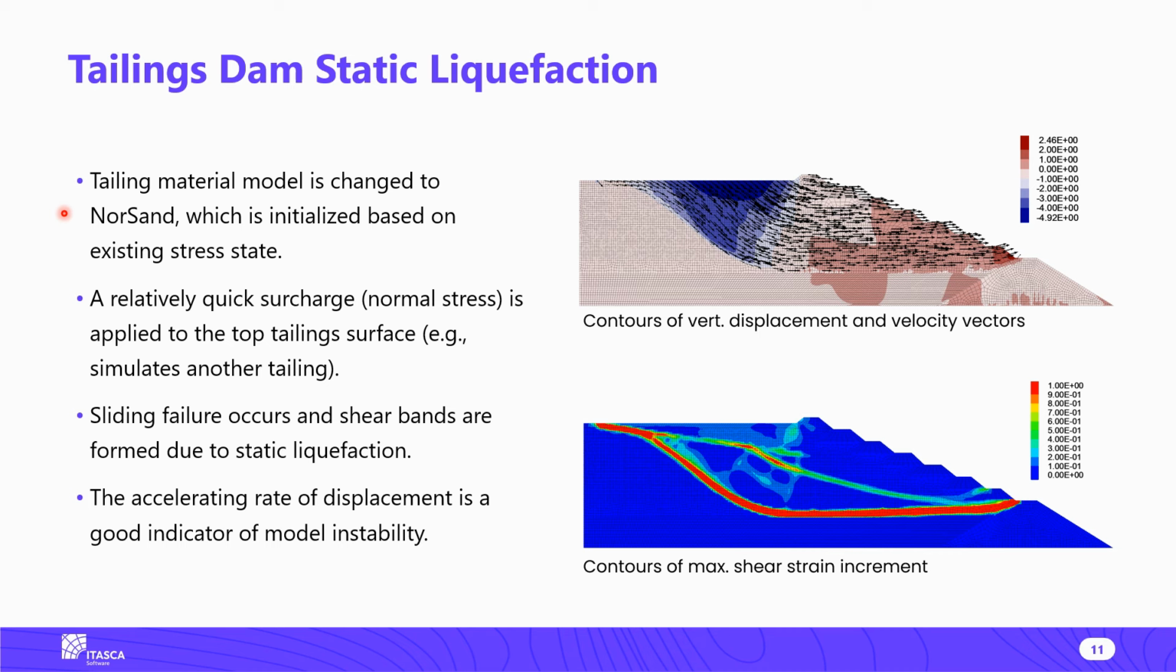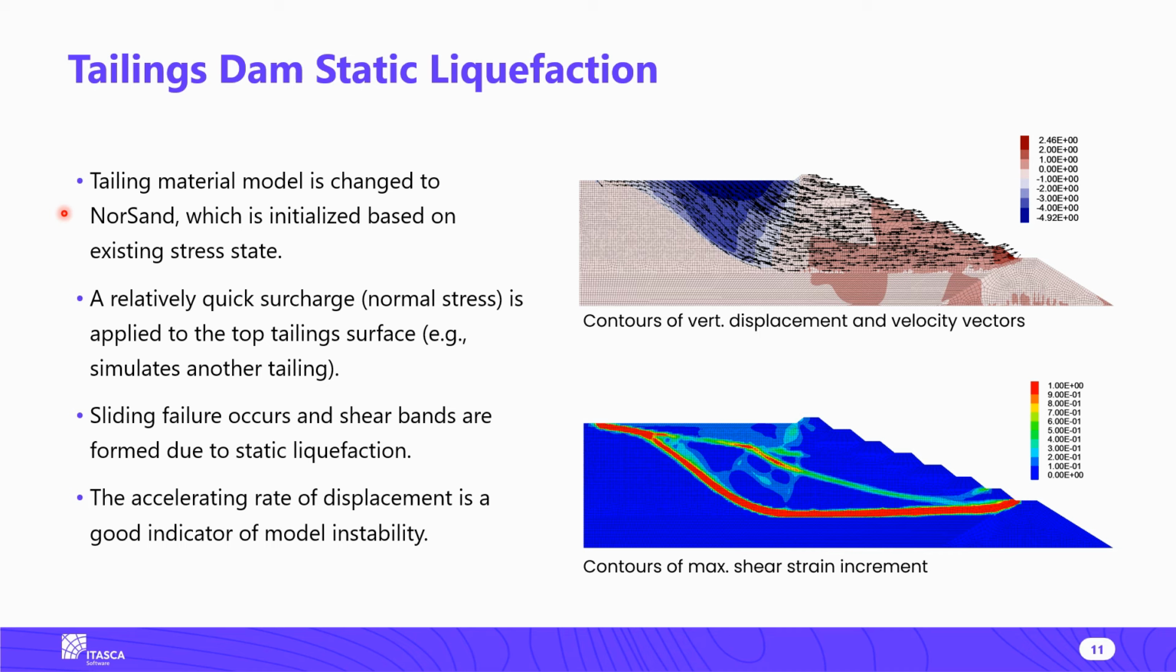To analyze the potential for static liquefaction, the Coulomb model for tailings is not sufficient because it does not incorporate the state parameter and cannot distinguish between dilative and contractive behavior using only one set of material constants. Because of this, the Coulomb model is changed to the NorSand model with additional strain softening material behavior, and all the tailings material is substituted to the NorSand model. After that, NorSand parameters are assigned and initialized based on the existing stress state.